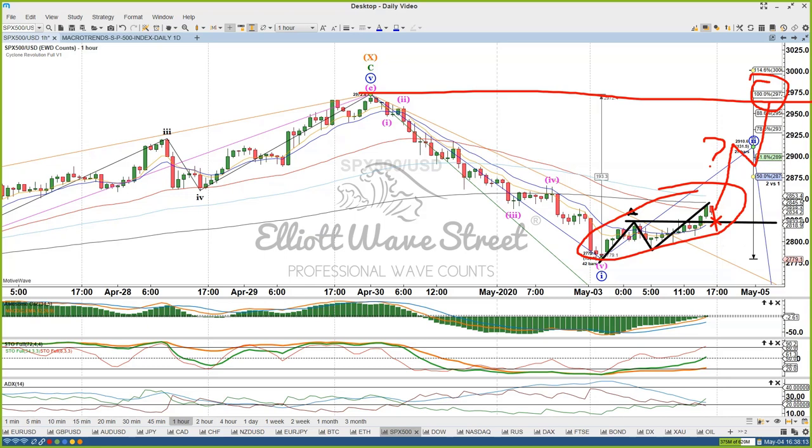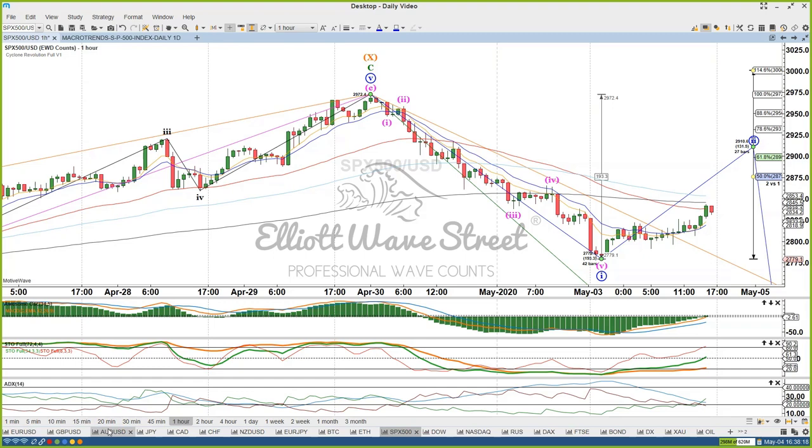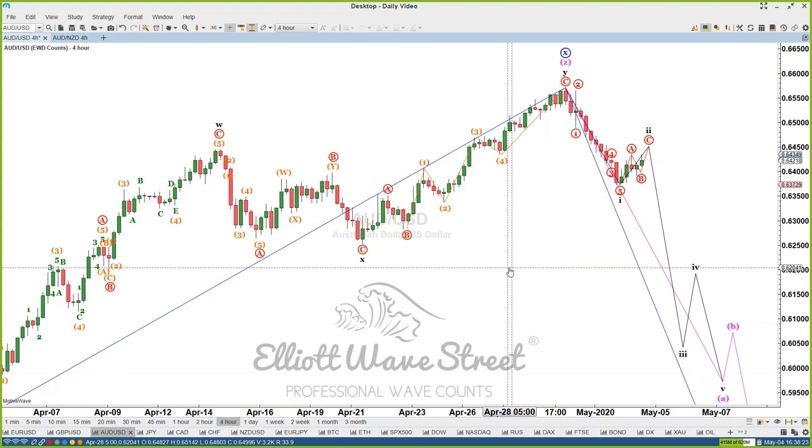Now, let's have a look at the currency. Then we pick another stock and then another future. Could be oil, right? So this is the Aussie. The Aussie is doing the same that the euro is doing.